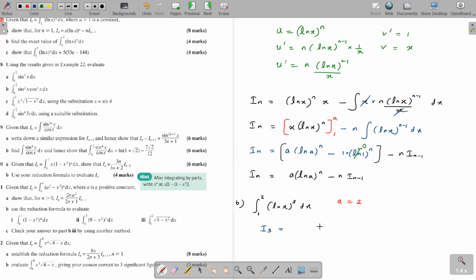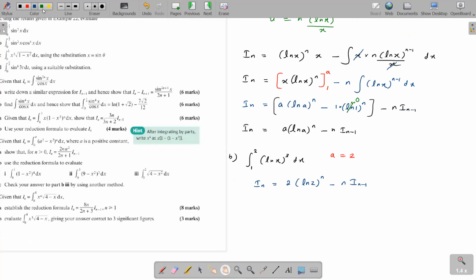Okay, are you with me? Shall I put the a value at the very beginning? No, what we'll do is write the I_n equation with a equal to 2. So what is the I_n equation when a equals 2? We get here I_n equals 2 times (ln 2)^n minus n times I_(n-1). I replace the a with 2 first because it's from 1 to 2. The previous one was from 1 to a, that's why the answer came in terms of a. So now a is 2, so 2 times (ln 2) to the power n. Okay, now shall we find I_3? Because now the limits are applied, right?